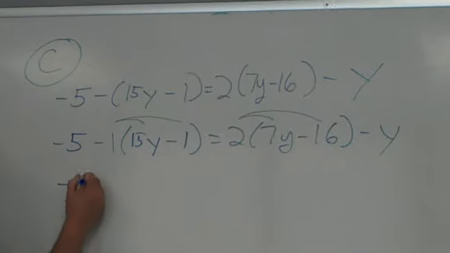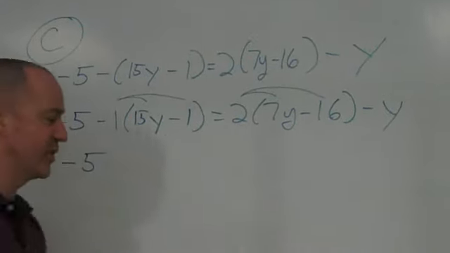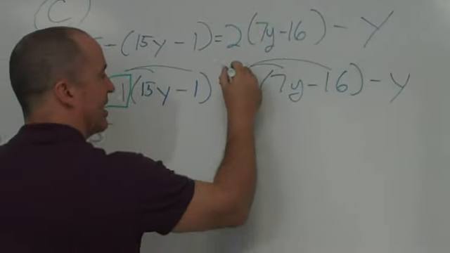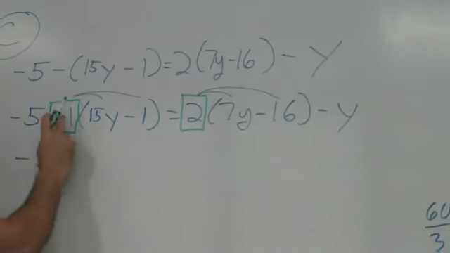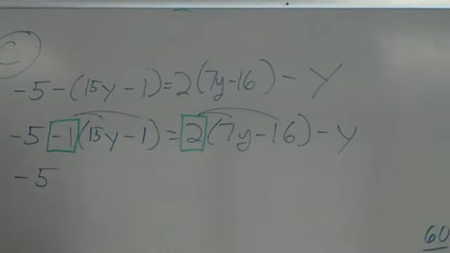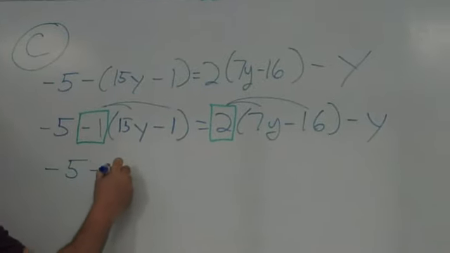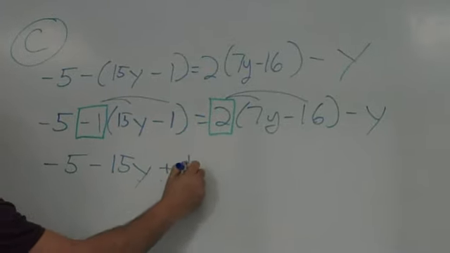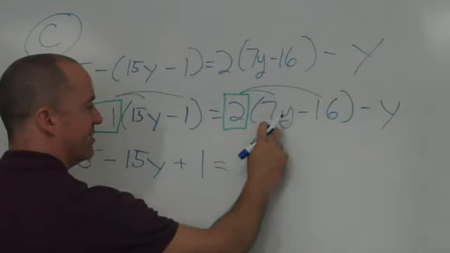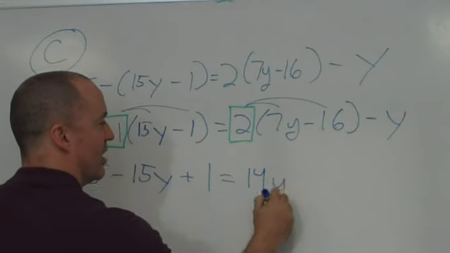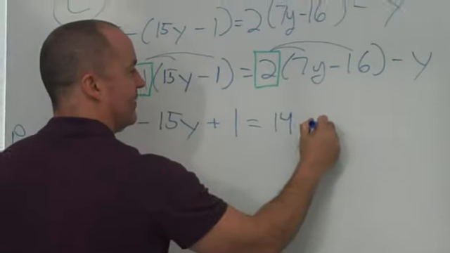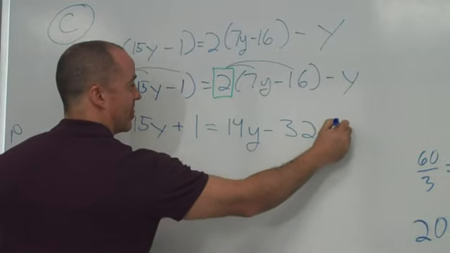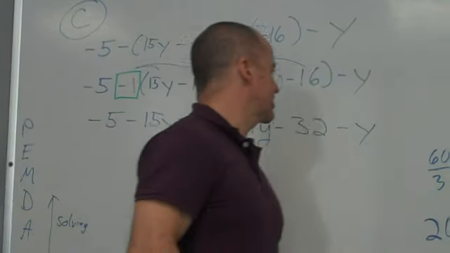So you multiply negative 1 to both. Remember when you're thinking of terms, the sign in front always stays with it. So this is going to be negative 5 minus 15y, negative 1 times negative 1, plus 1, equals 2 times 7y, 14y, 2 times minus 16, minus 32. Is that correct? Double check me. And then minus y just comes along for the ride.